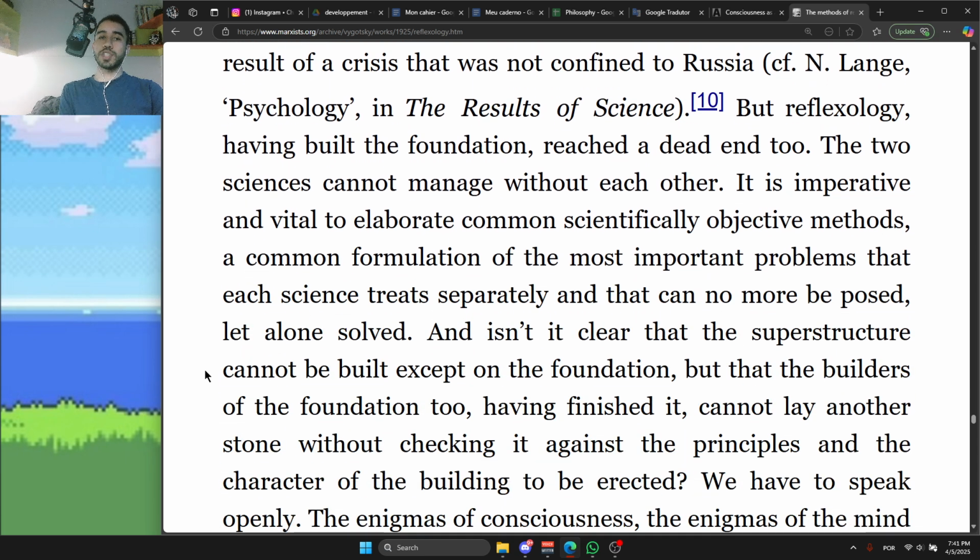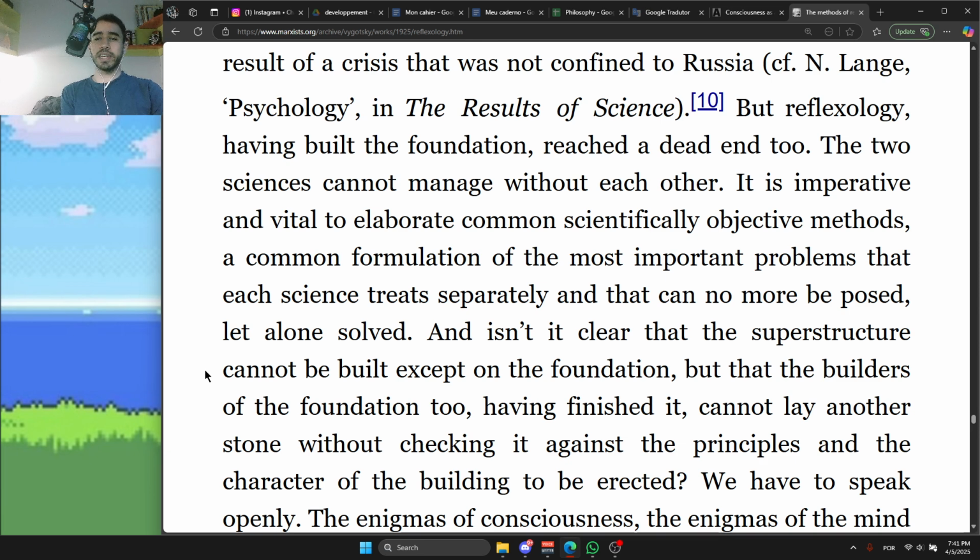But reflexology, having built the foundation, reached a dead end too. The two sciences cannot manage without each other. It is imperative and vital to elaborate common scientifically objective methods, a common formulation of the most important problems that each science treats separately and that can no more be posed, let alone solved.